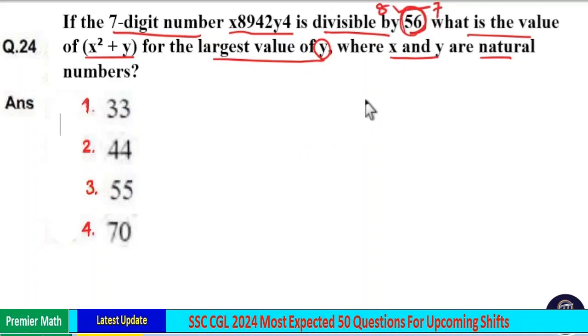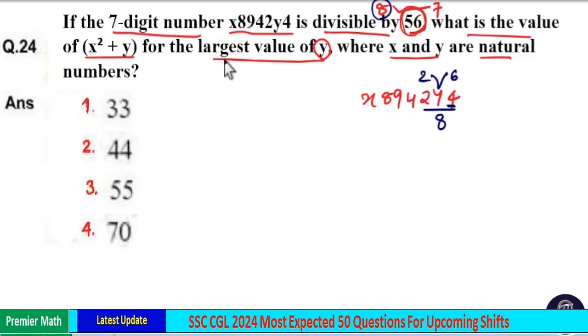That is, here x89, 42, y4 should be divisible by 8 and 7. Now check the divisibility rule of 8. When a number is divisible by 8, its last three digits should be divisible by 8. That is, 2y4 is divisible by 8 means y can be either 2 or 6 because unit digit is 4. So 64 or 24 is possible.